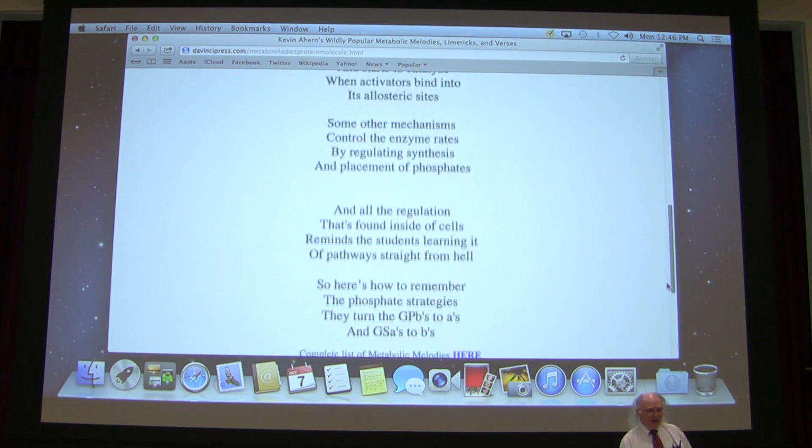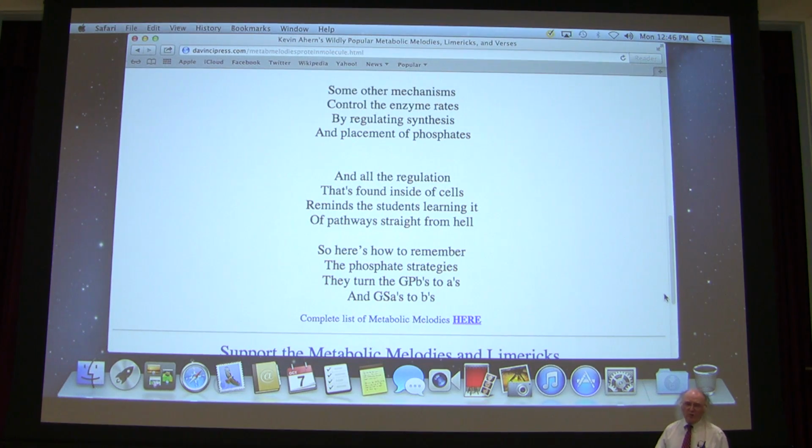Some other mechanisms control the enzyme rates by regulating synthesis and placement of phosphates. And all the regulation that's found inside of cells reminds the students learning it of pathways straight from hell. So here's how to remember the phosphate strategies. They turn the GPBs to A's and GSAs to B's.